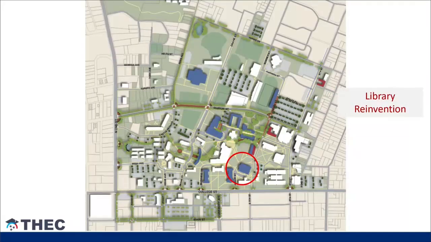The library is an existing building. There is a new librarian in place. She has some great ideas for rethinking the library. The libraries on many colleges and universities are moving away from storage of books to making the library more student-oriented. And that is something that she would like to obtain, and the university is supporting her in that idea.